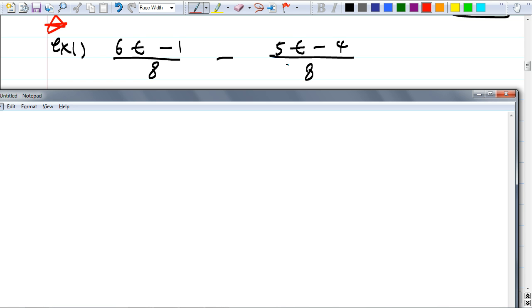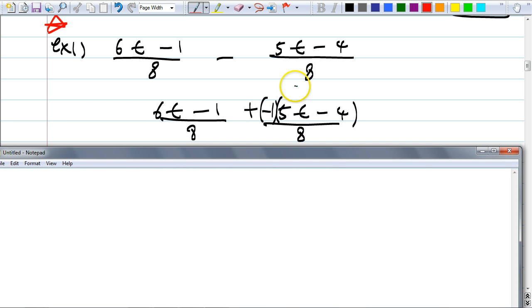How many people think I get 6t minus 1 minus 5t minus 4 on the numerator? No. If you do that, then that's how you get it wrong. How come I don't do that? Why not? This means negative 1 times this whole thing. I have to distribute this negative 1, don't I? So instead of getting 6t minus 1 minus 5t minus 4, I should get what?